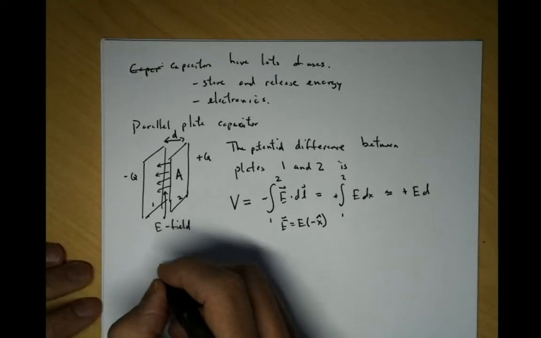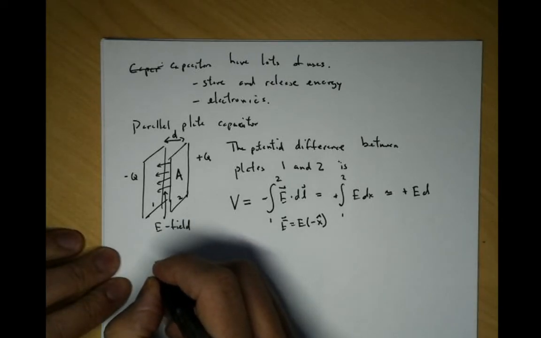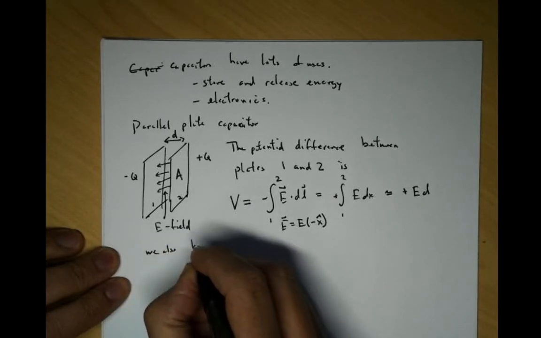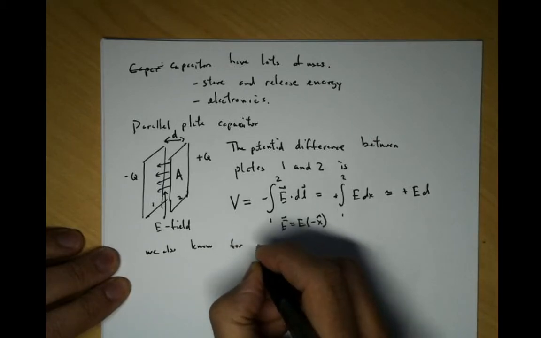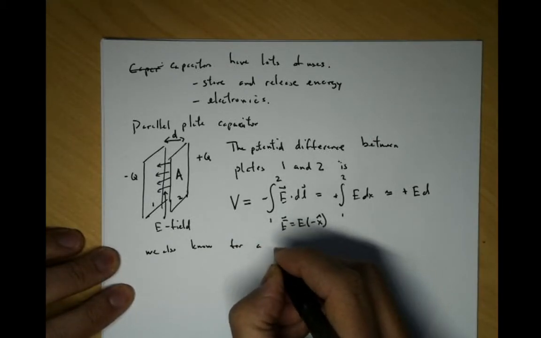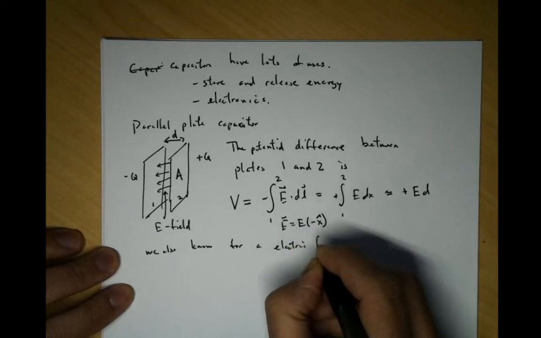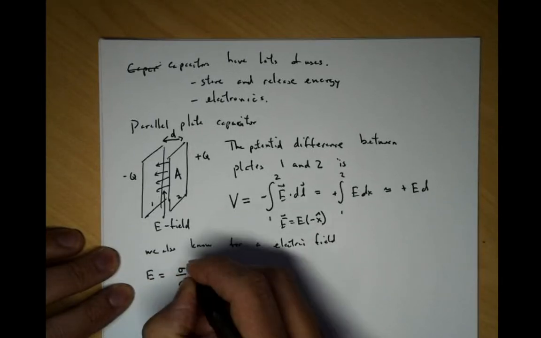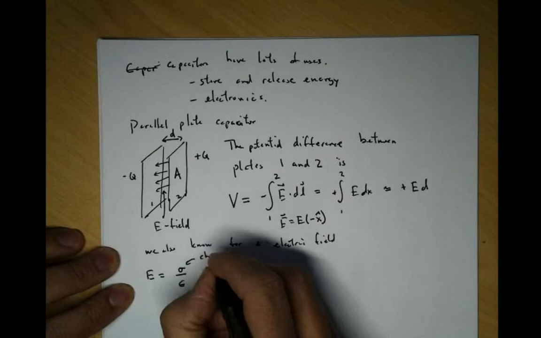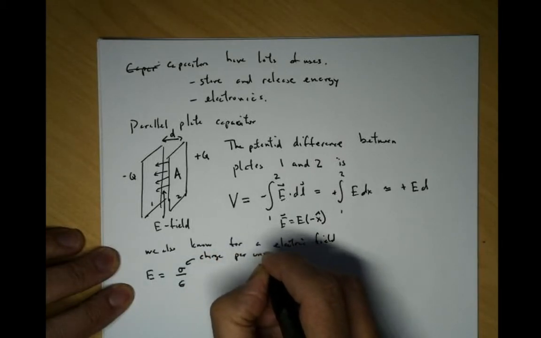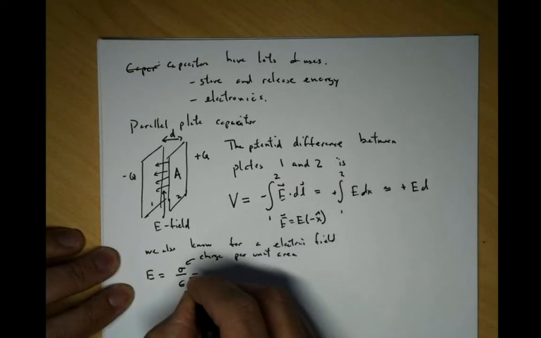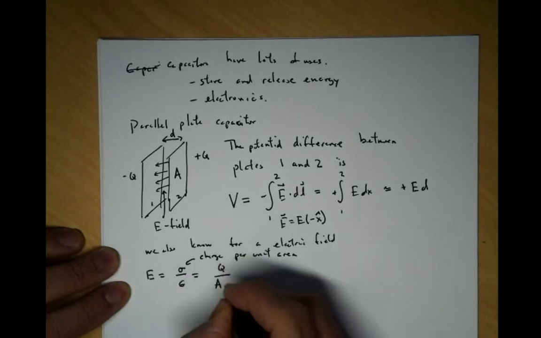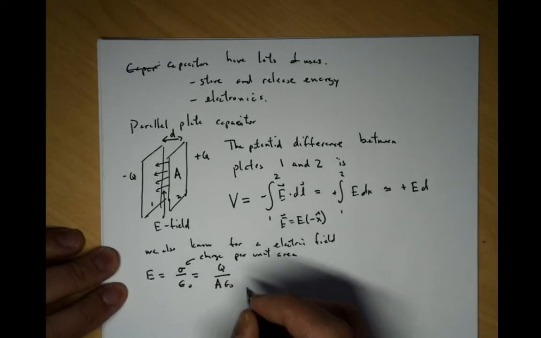So what's the electric field then in that case? We also know for an electric field, E is equal to sigma over epsilon, which is the net charge per unit area. So what's the charge? Well, that charge is Q. What's the area? The area is A, divided by epsilon 0.